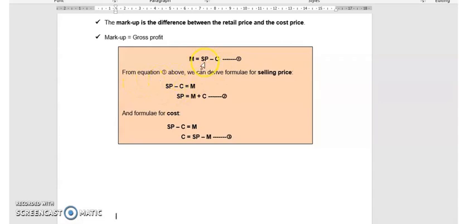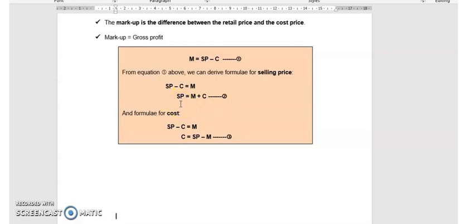Okay, from equation 1 above, we can derive the formula for selling price. To find selling price, you make selling price the subject, put on the left hand side: selling price minus cost equals markup. So selling price equals markup plus cost, because the minus you bring to the right hand side and it becomes plus cost. So now you get the second formula, which is selling price.